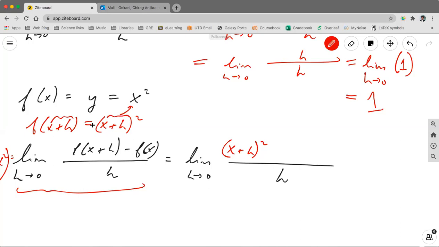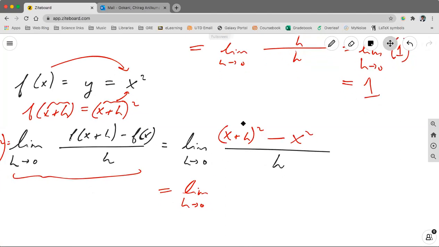Okay, and then f of x is obviously given right here. F of x is x squared. So minus x squared. Okay, now I can use what we know about expanding, foiling. What is x plus h whole squared? Can someone tell me? You should know this. This is on the SAT, okay?